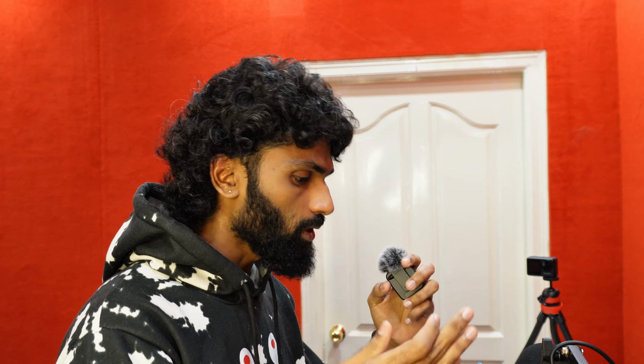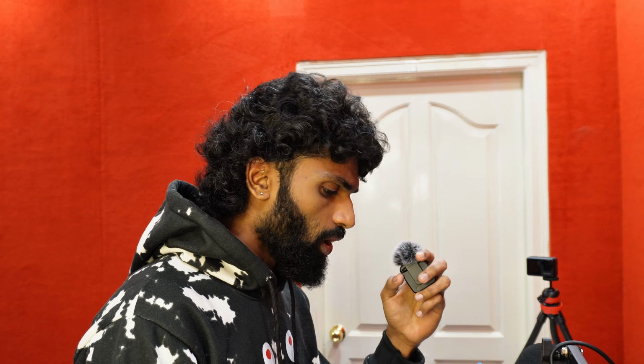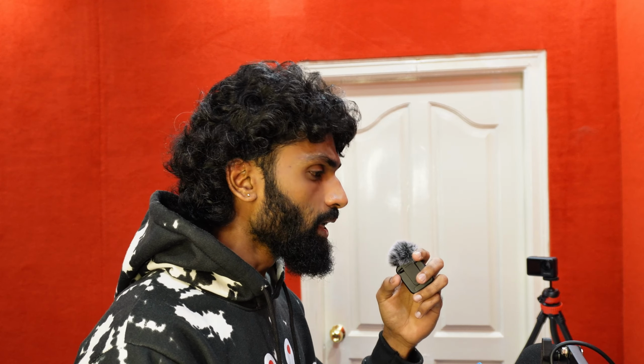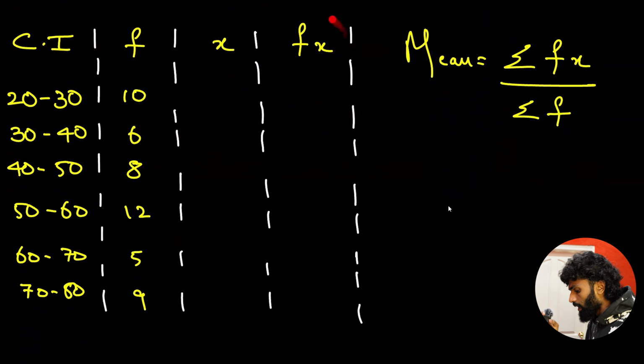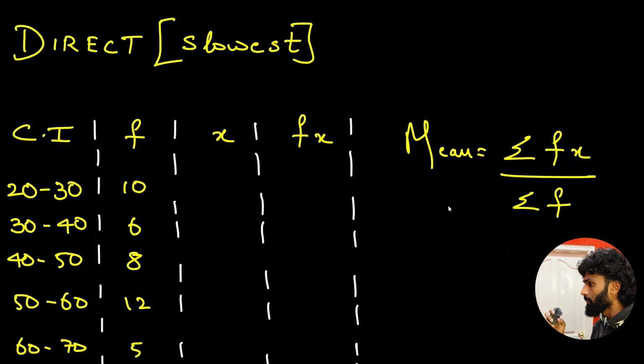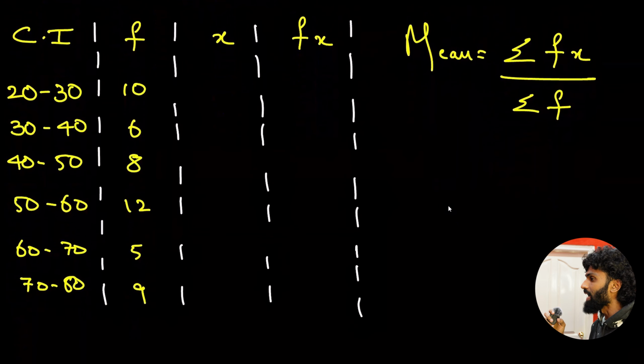I want you guys to remember the order. Direct first, shortcut next, and then the last is step deviation method. So obviously, one common hint which works throughout all the three methods is look at the last column. Whatever the last column is, you always end up using that in your main formula. Getting it? So right now, this is the direct method. If you see the last column, it says fx.